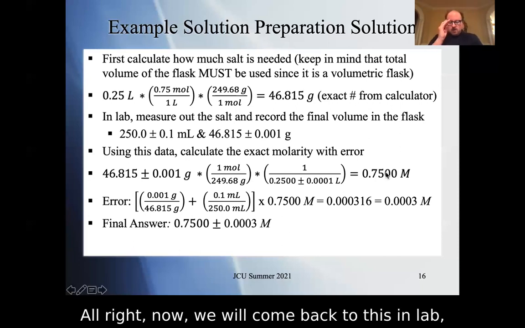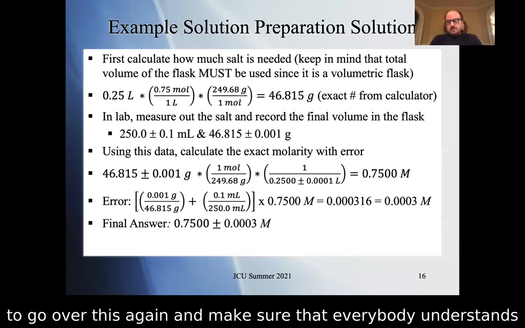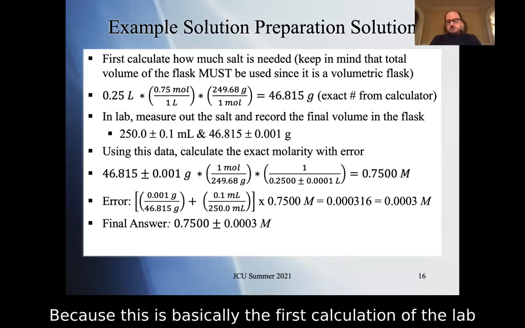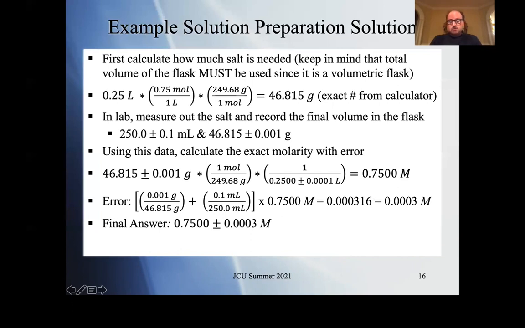All right, now we will come back to this in lab because I want to take some time during lab this week to go over this again and make sure that everybody understands how to do this, because this is basically the first calculation of the lab report. Pretty much exactly what I've done here, just with the data from the module.